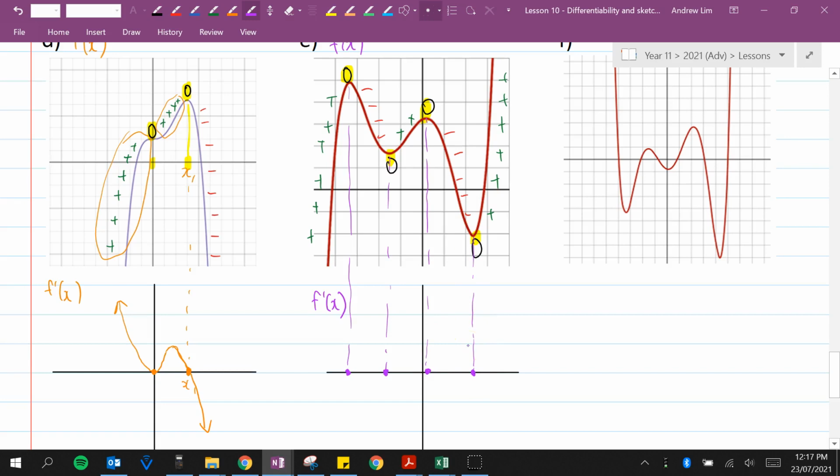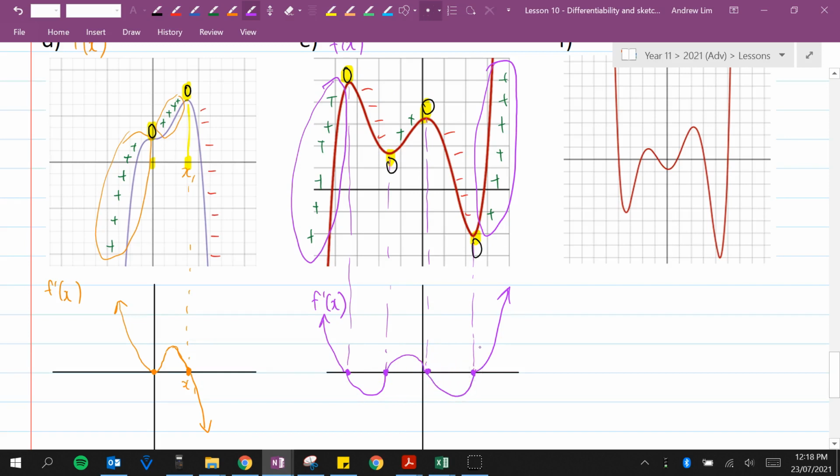The next thing I would do is look at the left-hand side and the right-hand side only. The left-hand side says it's above the x-axis, so I'm just going to go up. The right-hand side says it's above the x-axis, so I'm going to go up. And then I'm just going to fill in the rest. So this one says down, and then it's above, and then it's below, and that's it.